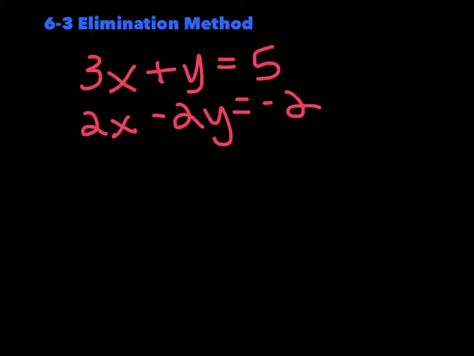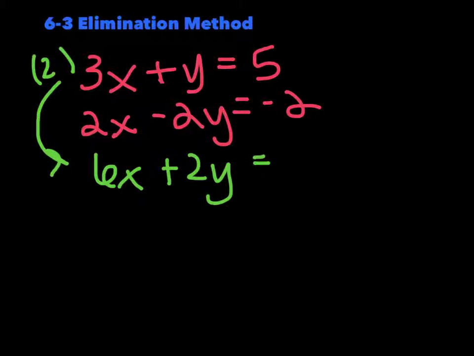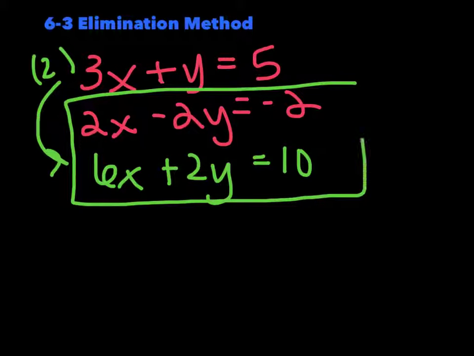If you wanted to multiply this top one by 2, as long as you multiply everything by 2, this is what you would end up with. You would end up with 6x plus 2y is equal to 10. And that's fine to do because you multiplied both sides by 2, which is fine. You guys already know that.